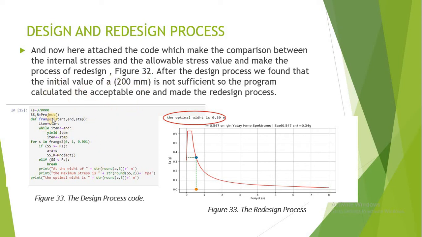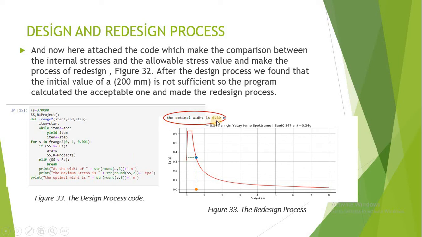In this step it will keep increasing up to the point where the maximum stress is less than the allowable stress. After that it will get out of this loop, and the optimal width will be printed. The optimal width is 0.39.